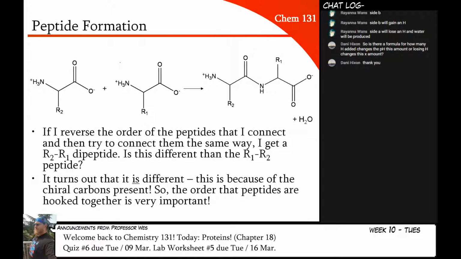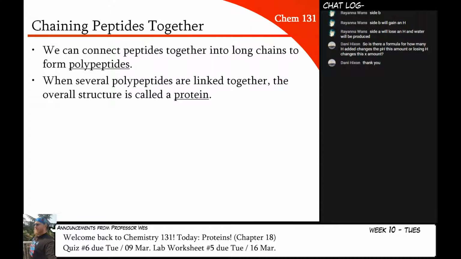You can't have symmetry in proteins because the group the R is coming off of is chiral. So these are all chiral carbons right here. So chiral, chiral, chiral, chiral. And the orientation matters, obviously, like we've said. Now, when we chain a bunch of these together, you get a protein.